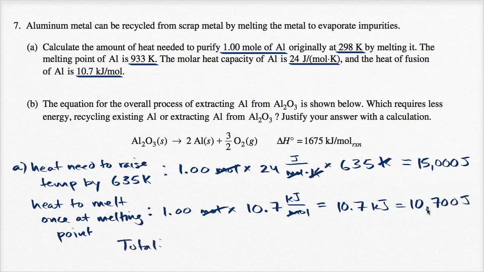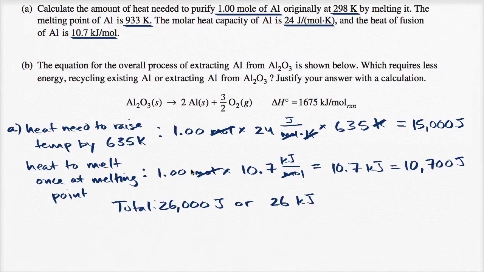And so the total is going to be the sum of these. So we could say it is 25,700, but we only have 2 significant figures here, so we could round that. And so we could say 26,000 joules, or I guess we could write 26 kilojoules.